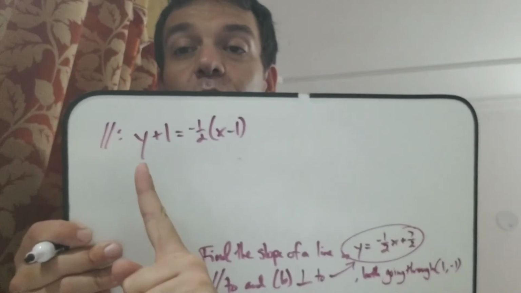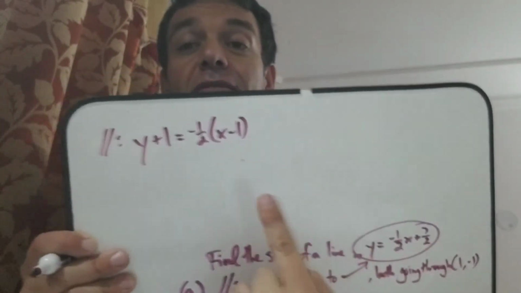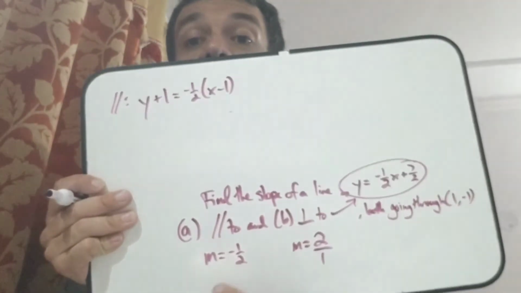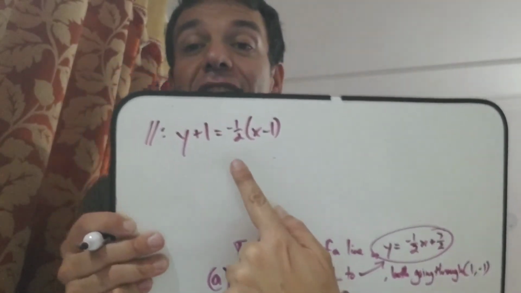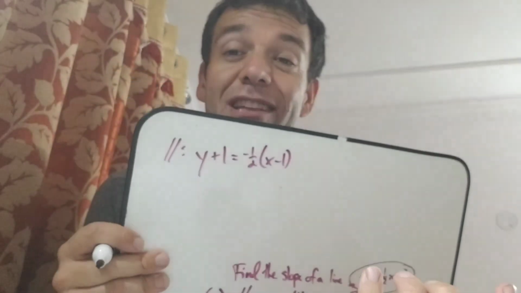Remember, it's y minus the y coordinate of the point you're given. So y minus -1, which is y plus 1, equals the slope I found of the parallel line, and then x minus the x coordinate I'm given. Boom. It's a lot of plugging and chugging. That's why I love it.